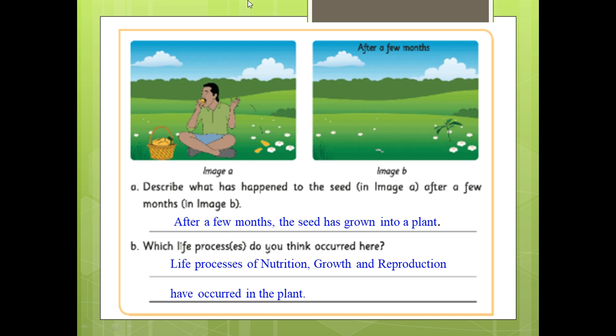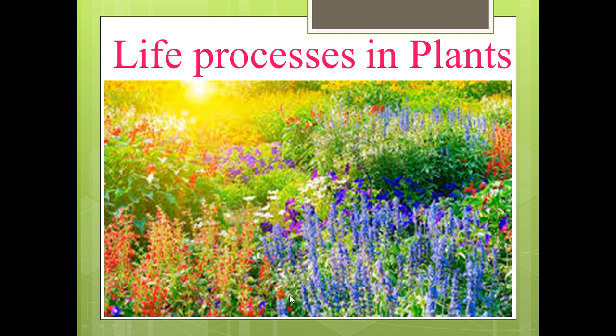So the seed gets soil, sunlight and water. So the seed started to grow, and it reproduced. Yes, exactly. So in tomorrow's class, what we are going to see is life processes in plants: how growth, reproduction, nutrition, movement, sensitivity, everything, how it happens in the plant. That is what we are going to see in tomorrow's class.